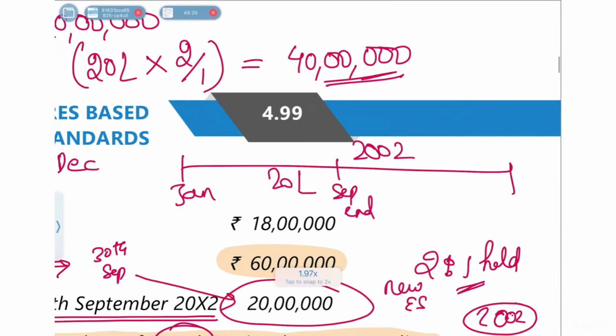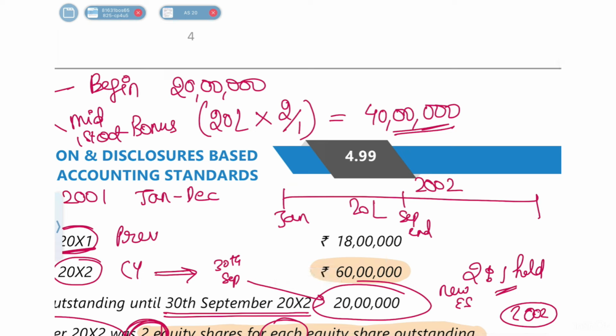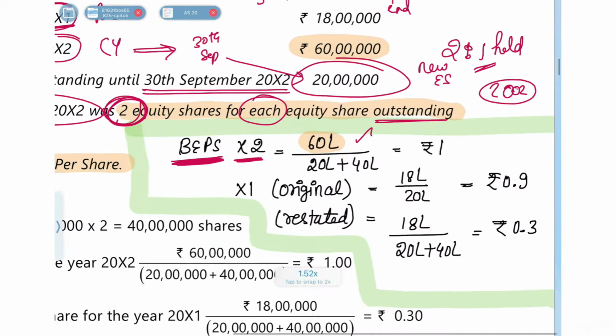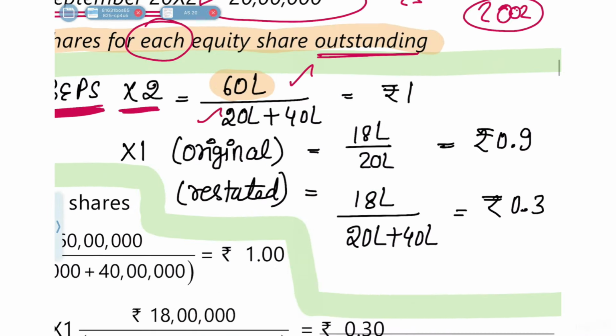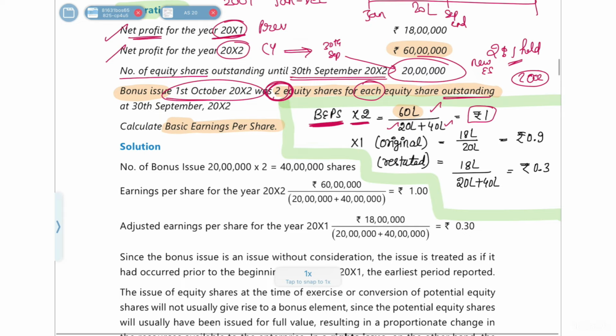Now, for the shares which are held from the year beginning, should we do any time weight? You should not do any time weight here. The same way for bonus, I told you in the previous video that whenever bonus shares are given in the question, you will never do time weight. Directly the total number of shares you will take as it is. So in the denominator it is 20 lakh which were already held in the company plus 40 lakh shares which were given as bonus. So totally 60 lakh. So 60 lakh by 60 lakh, 1 rupee will be the basic earnings per share for the year 2002.